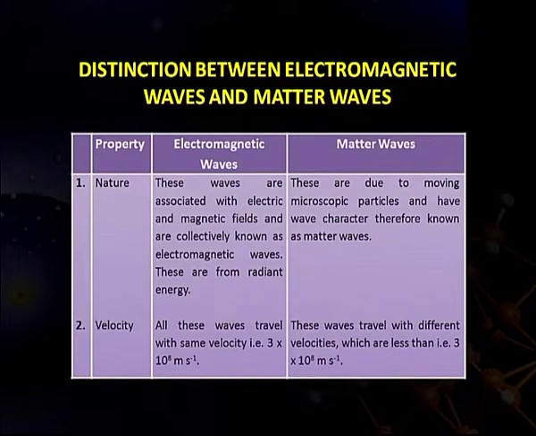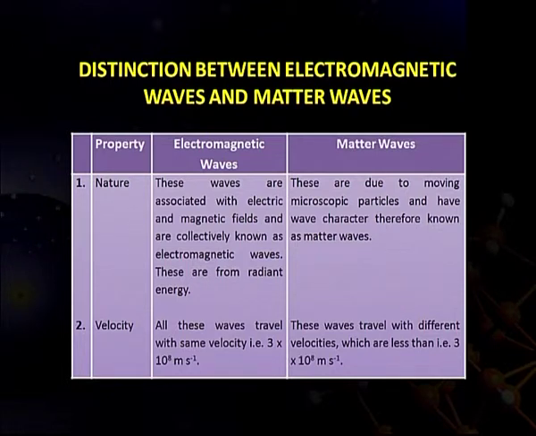Electromagnetic waves and matter waves are totally different. Their differences are given in the following table: distinction between electromagnetic waves and matter waves. In this table, the property, nature, of electromagnetic waves and matter waves has been characterized like this. Electromagnetic waves are associated with electric and magnetic fields and are collectively known as electromagnetic waves. These are forms of radiant energy. Matter waves are due to moving microscopic particles and have wave character, therefore known as matter waves.